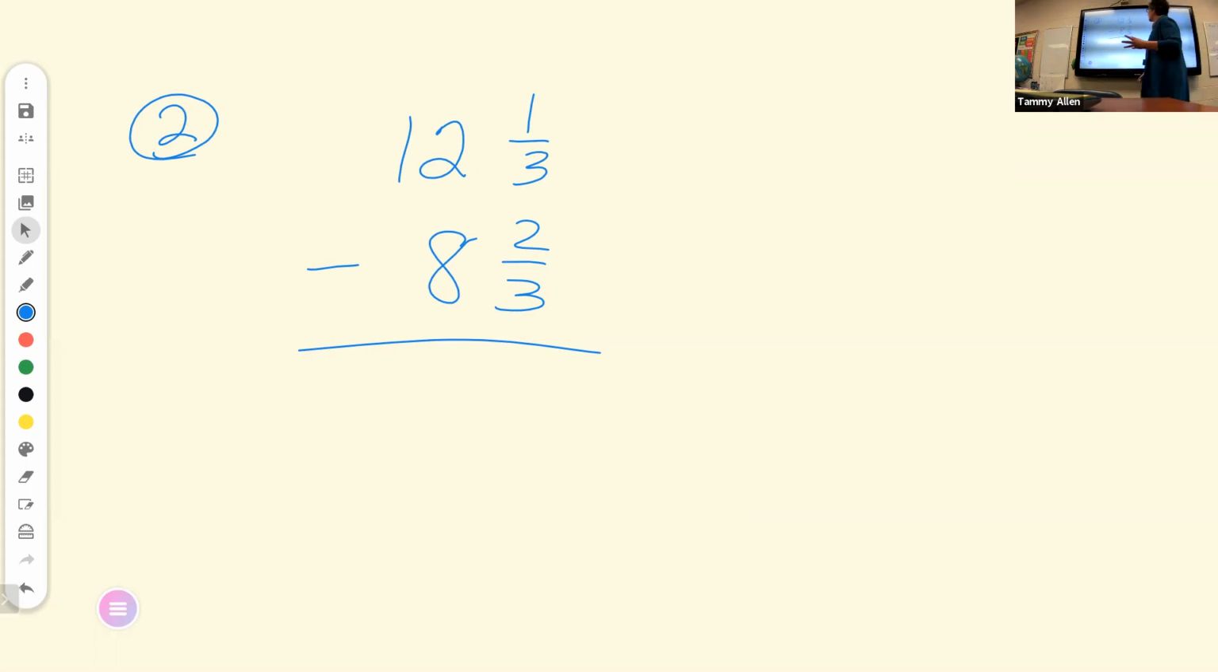Okay. 12 and 1/3 minus 8 and 2/3. Can I take 2/3 away from 1/3? No. Absolutely not. I borrow. That leaves you with 11 whole amounts. I trade that one whole candy bar in for how many thirds? 3. I traded it in for 3/3. But how many thirds were already sitting there? 1/3. So I now have how many thirds all in a clump? 4 thirds.